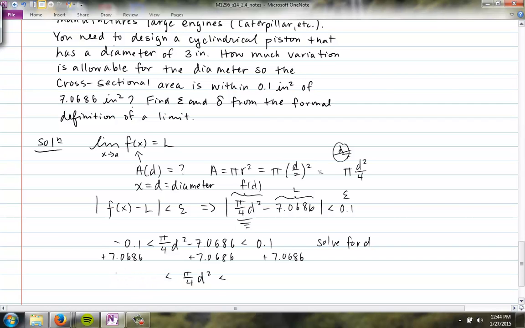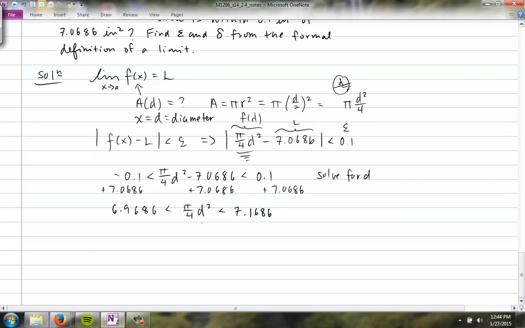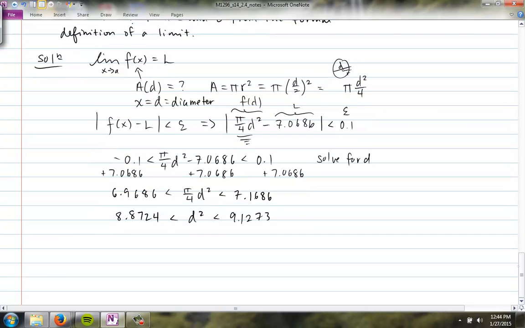Let me back up. It's on the next step already. 6.9686 and 7.1686. Okay, multiply by 4 over pi, and then what we will have is about 8.8724. When you do this on the homework, I tell you how many places to round to, but we'll just assume it's the same number of significant figures as before. But we'll actually just go by places because not everybody knows sig figs and learned that in chemistry, so I'm not going to do it here.